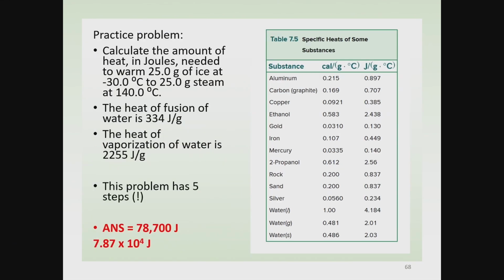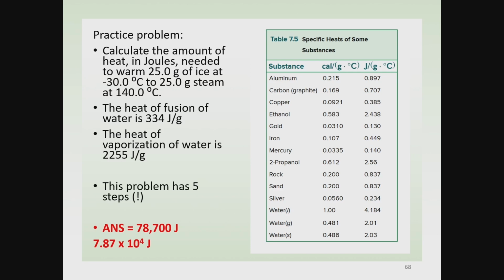So now I would like to do this final practice problem. It says, calculate the amount of heat in joules needed to warm 25.0 grams of ice at negative 30.0 degrees Celsius to 25.0 grams of steam at 140.0 degrees Celsius.